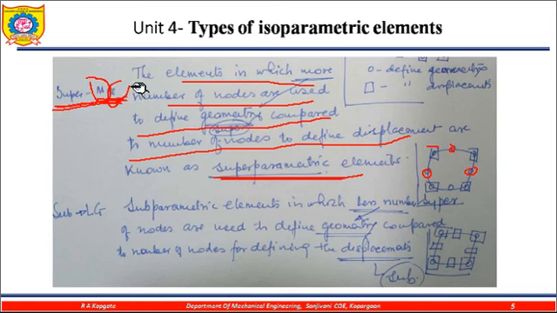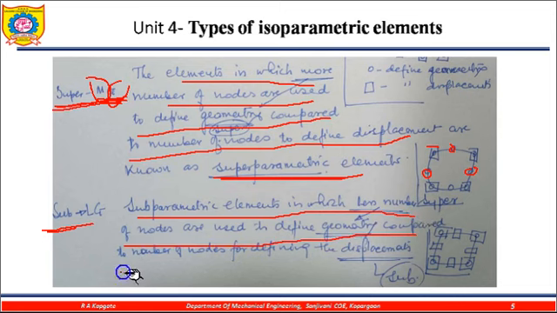More geometric nodes, then that is called the superparametric, as well as the subparametric. When we are going for the subparametric elements, then in a subparametric element, the lesser number of nodes are used to define the geometry compared to the displacement. So the nodes required to define the geometry is less than nodes required to define the displacement, then that is called the subparametric element.